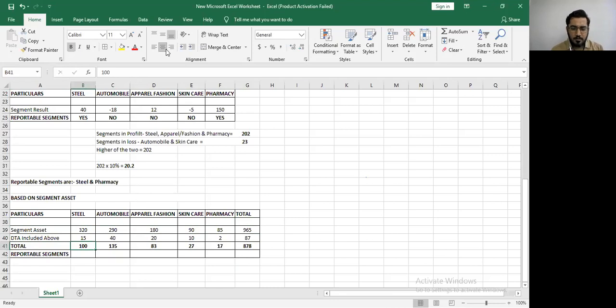Your total is 878. After deducting the DTA included, your total is 878. Fine, let's get the 10% criteria. You have 878 multiplied by 10%. You get how much? 87.8.